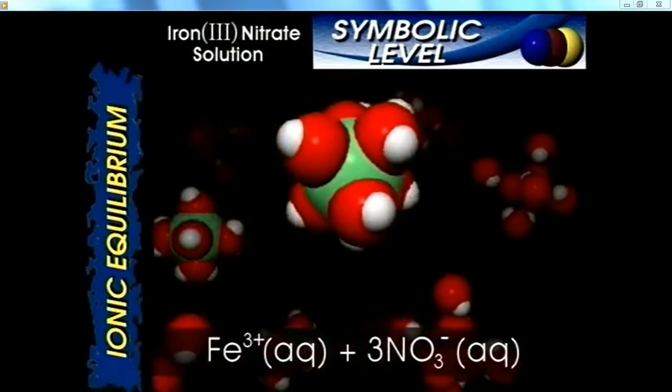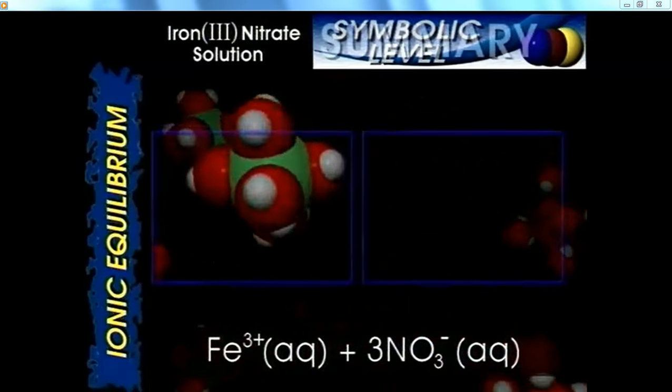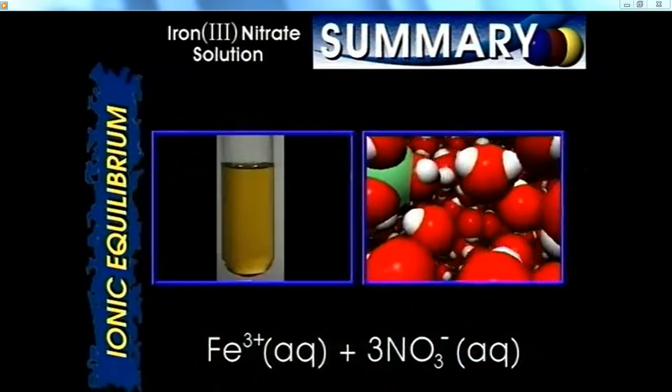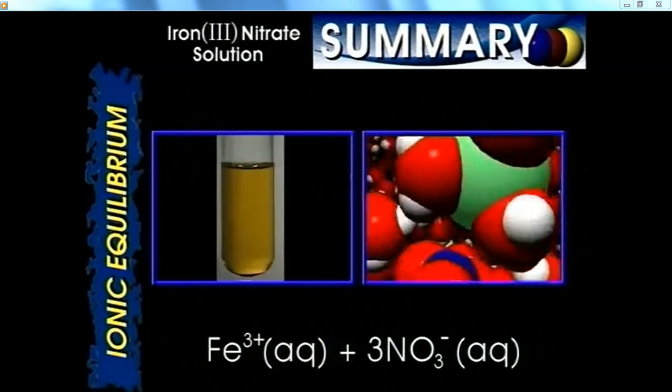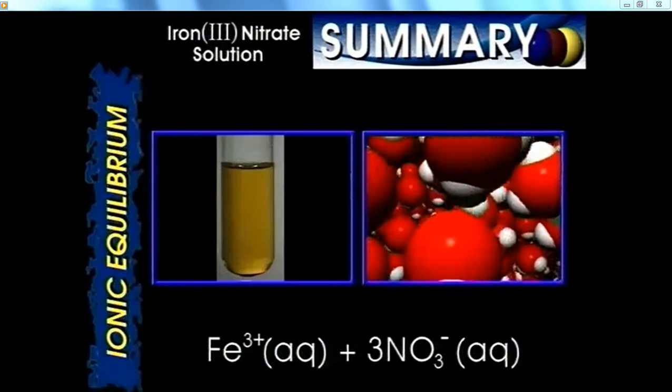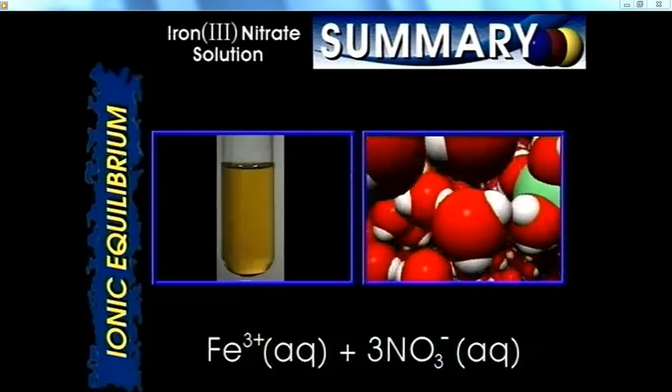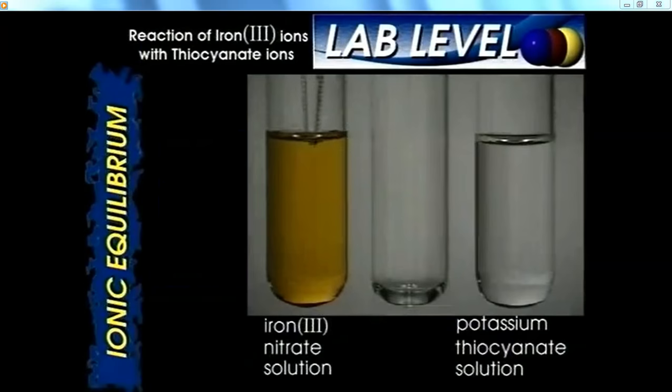The colour of aqueous solutions containing iron 3 depends on what is bonded to the metal ion, in this case only water molecules. Now that we have studied the 2 reactant solutions, let's see what happens at the molecular ionic level when they're mixed.